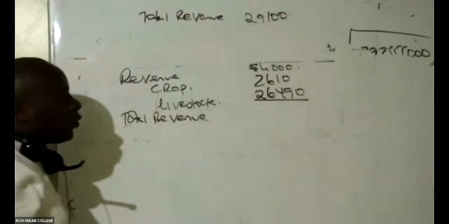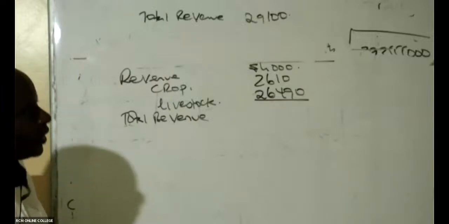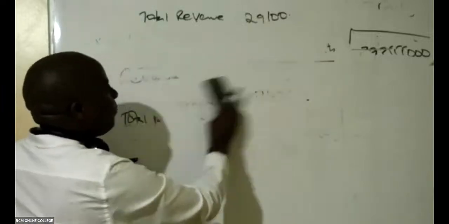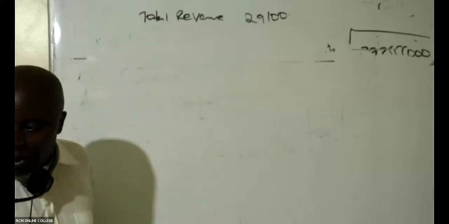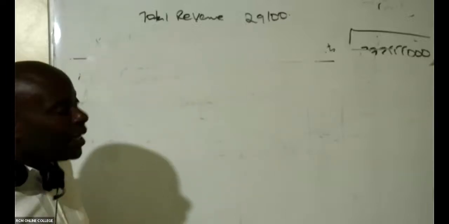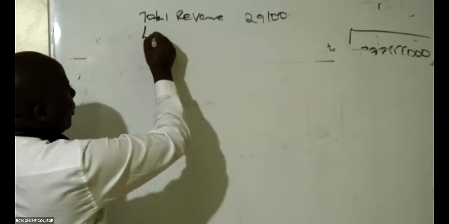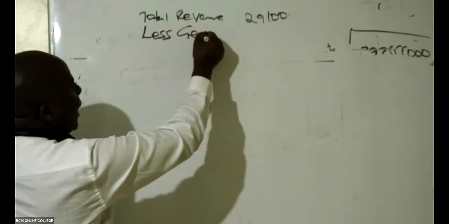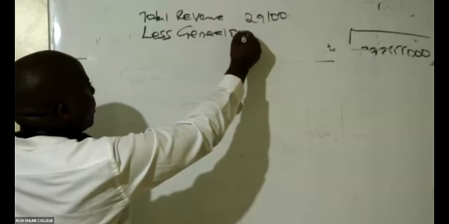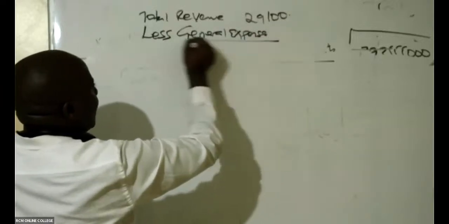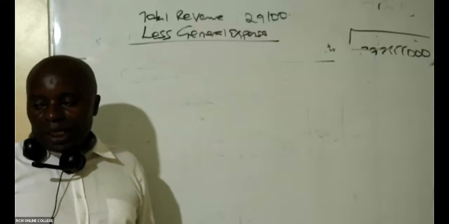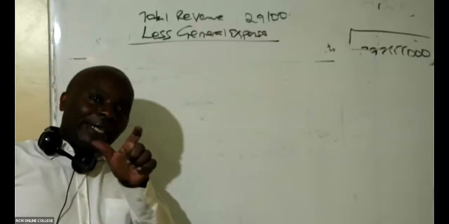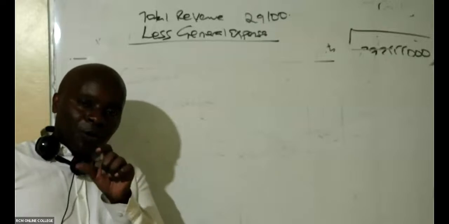For lack of space, you'll allow me to just delete this. And now, which expenses are we going to subtract? So we come and less the general expenses, the ones that are overheads, the ones that are common to both.